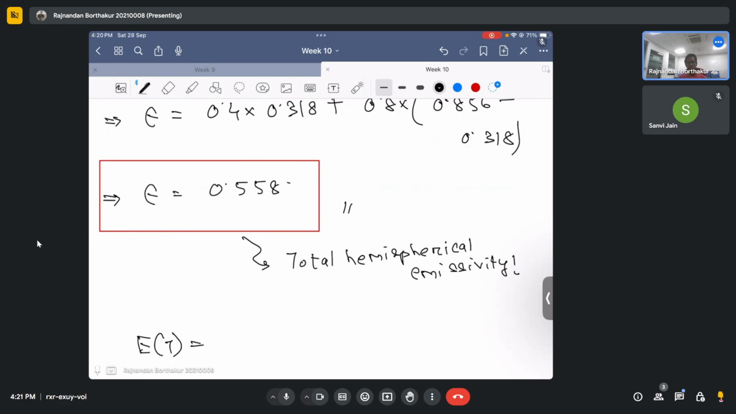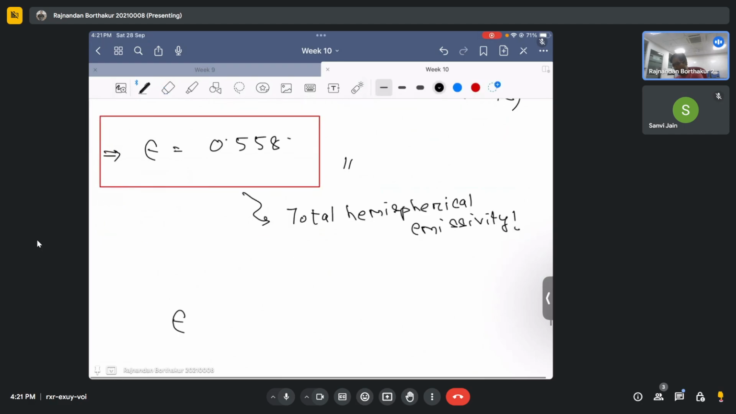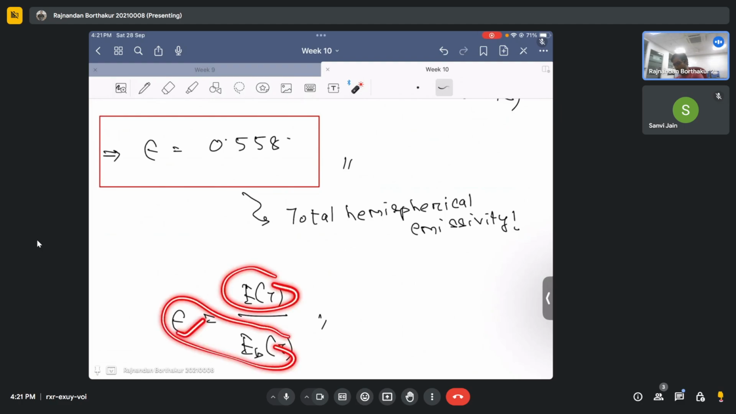Yes? Any idea? Just use the definition of the total hemispherical emissivity. We just saw that my total hemispherical emissivity can be defined as the total emissive power of the real surface to the total emissive power of a black body. And we just need to calculate this. And we know all these things. This is known and this is known.